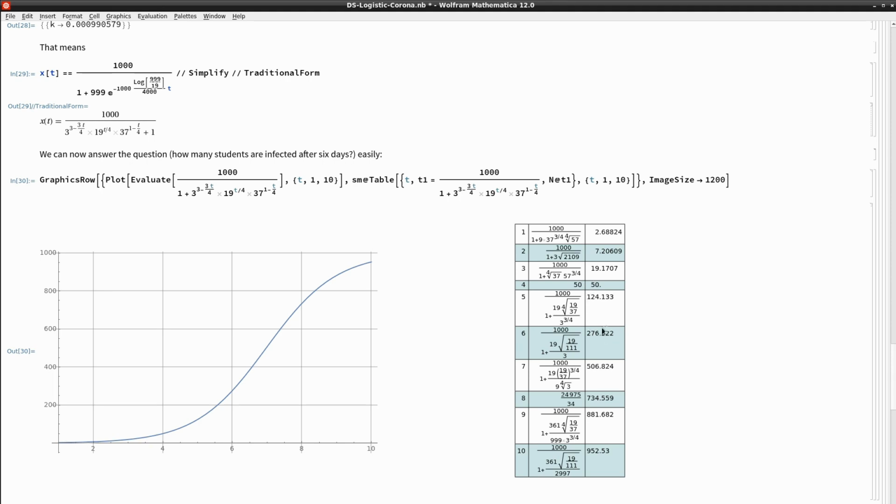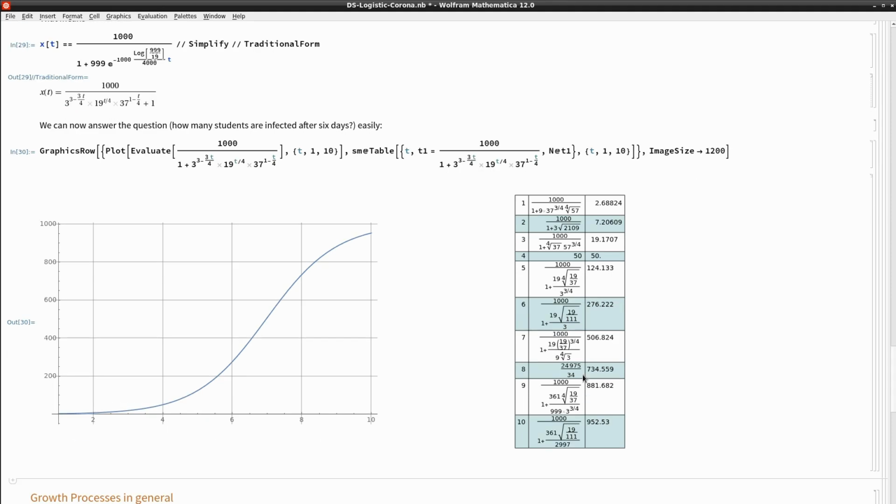The answer to the question is 276 people on day 6, and we can see that after 10 days, well, 47 people haven't been infected yet, but it grows pretty fast. After 10 days, we have about 95%, 96% of our students infected.